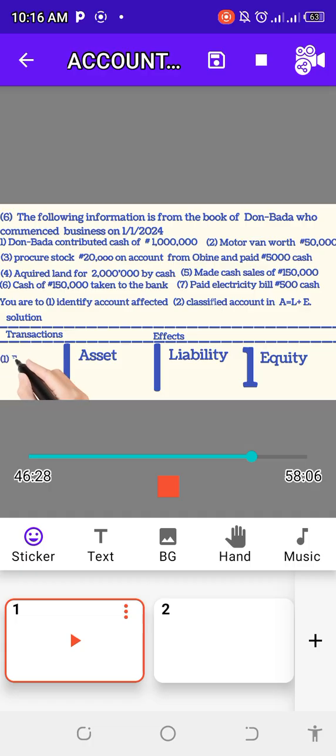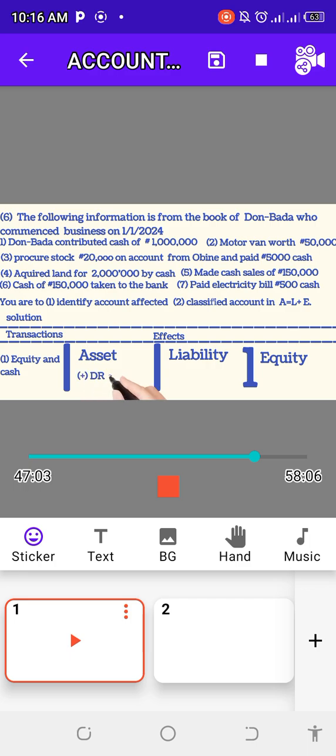The first transaction, the two accounts that were involved are what? Equity and what? Cash. The first transaction said Dumbarton contributed 1 million naira cash. So it affects cash and it affects equity.